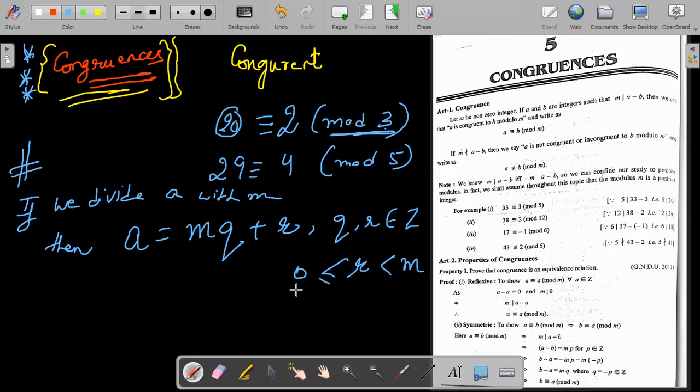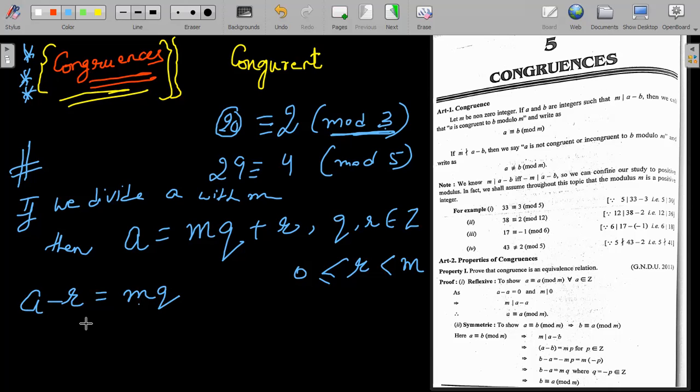Right. Now from here, you see what is a minus r? a minus r is equal to m times q. So you see a minus r is some multiple of m. A minus r has two factors, m and q, that is m into q. So from here, can I say that m divides a minus r? Yes, ma'am. Right. So m divides a minus r.